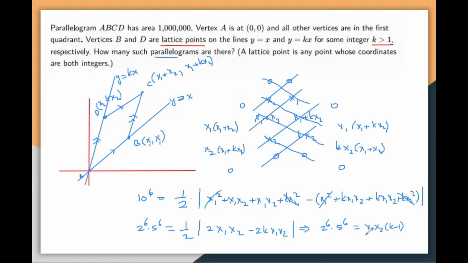So what? We got x1, x2, and k minus 1, right? These are the three positive numbers that we multiply to get this number. But at the same time, how do you deal with that?